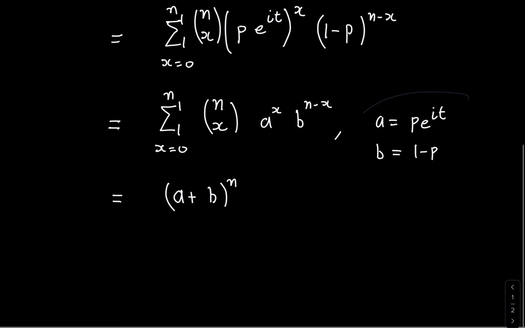And now, using our values of a and b that we previously defined, we can resubstitute those in, so it becomes (1 minus p plus p e to the i t) to the power of n. And that is the characteristic function for the binomial distribution.